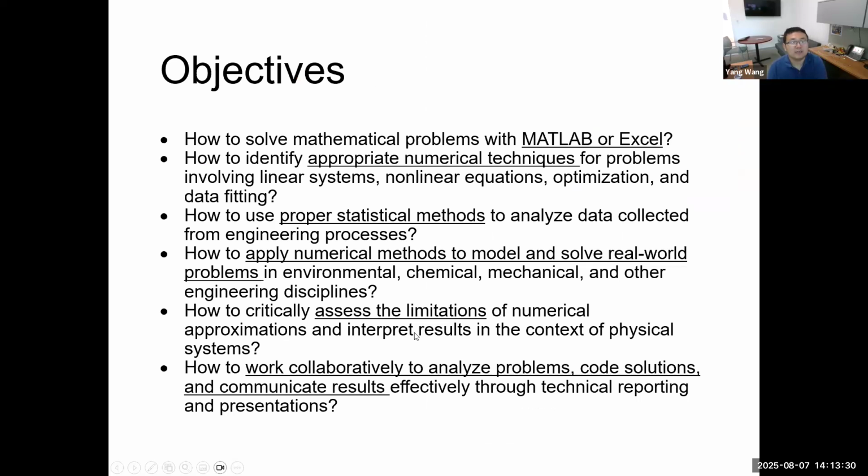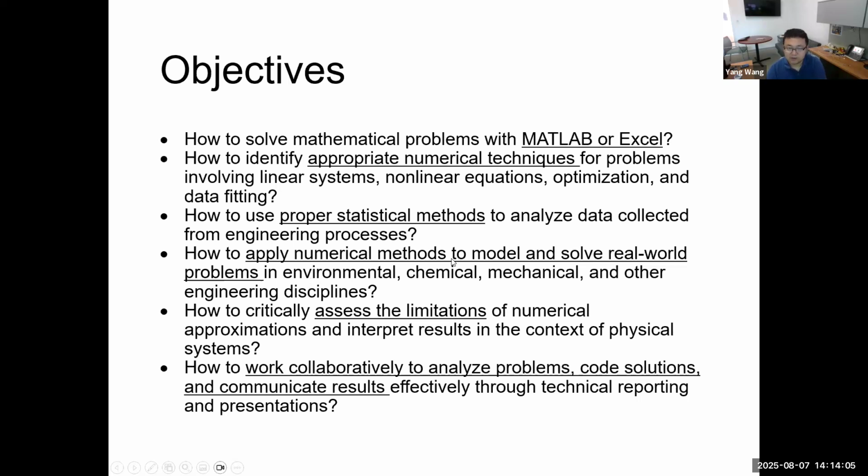Okay, so if we go over the objectives of this class, they include the following. I'm just highlighting these important ones, right? So for example, how to solve mathematical problems in MATLAB or Excel, how to identify appropriate numerical techniques for problems involving linear systems, nonlinear equations, optimization, data fitting, how to use proper statistical methods. So we're going to talk about statistical methods later on in the second half of the semester, right?